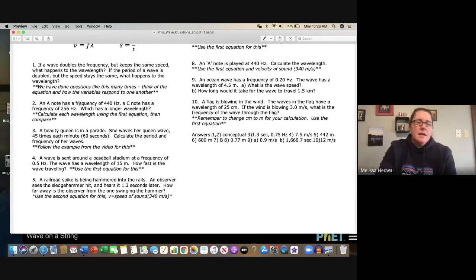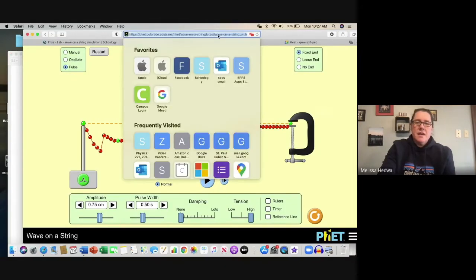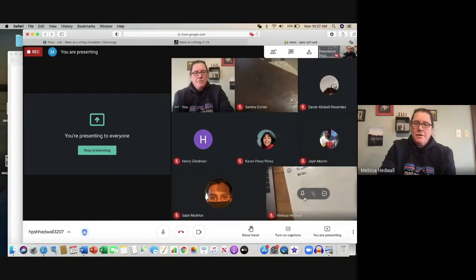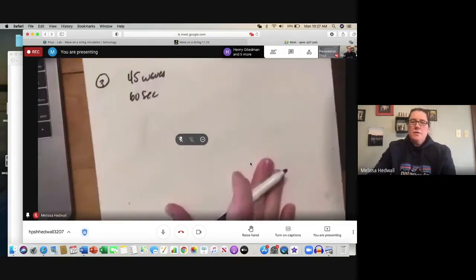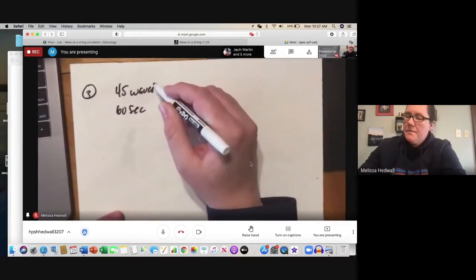And it says, number 3, you have someone who's waving on a parade route, and they have 45 waves each minute, and so that's 60 seconds. And so it's asking you to solve for period and frequency here. And so we did this last week when we looked at this on Thursday, I think. Let me get this up here for you. There we go. So if you're solving for the frequency, you have waves per second.